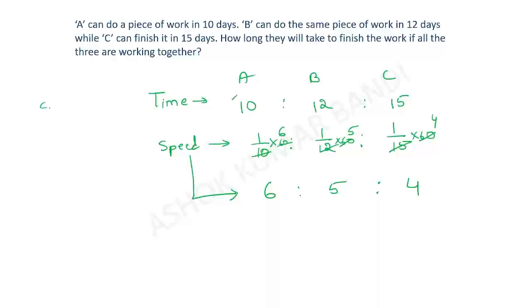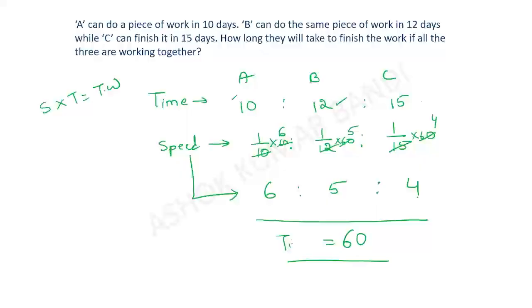I told you that whenever you multiply speed and time, you are going to get total work. You can watch the intro video for more information. If you multiply time and speed, you are going to get 60. That means with the speed of 6, A needs to work 10 days to finish 60. Or with the speed of 5, B needs to work for 12 days to finish the work. Or with the speed of 4, C needs to work for 15 days. So you can say this 60 is the total work, which is nothing but the product of any one person's speed and time.